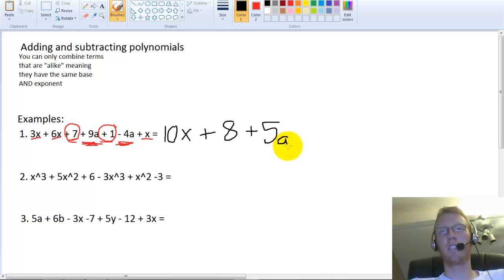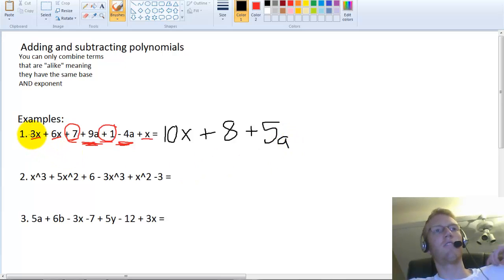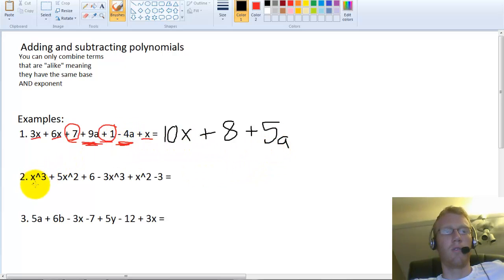I like to think of these as like apples and bananas and fruits. I've got 3 xylophones, and I add 6 more xylophones, and then I add 1 more xylophone, so I have 10 xylophones. I have $7, and I add 1 more dollar, so now I have $8. And a could be apples. If I have 9 apples, and I take away 4 apples, I now have 5 apples remaining. So make sure that you think of each quantity as only combinable with other things of the same type. For example, you cannot combine your xylophones and your apples. They are different objects.